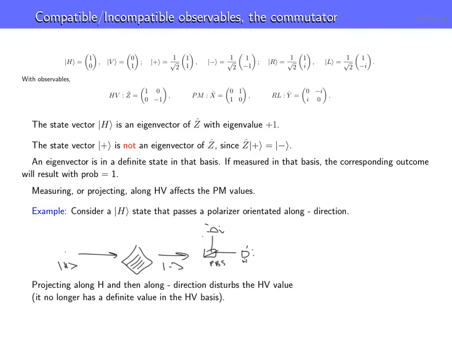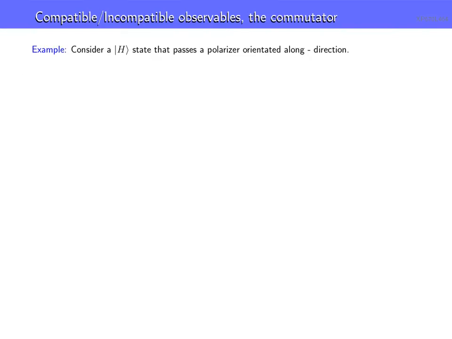Okay, so we're going to go a little further with this and analyze this state. Let's take this H and again pass it along the minus direction. But we want to look at this in terms of the operators a little more carefully, and we want to make a construction here. So let's consider the following. Let's take the H state and act on it with the Z and the X, and let's see what we get.